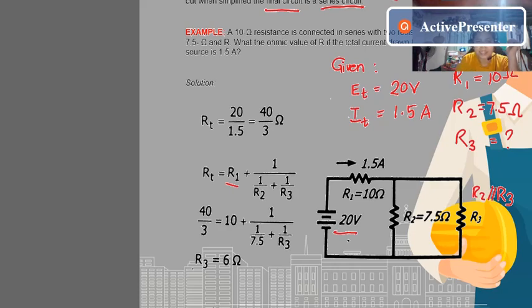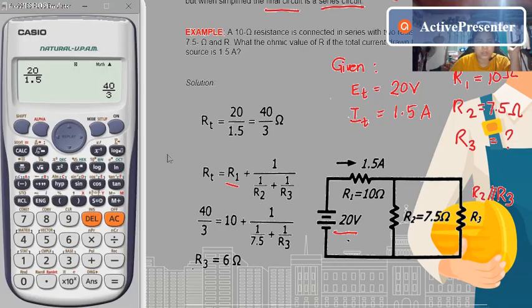Since naa na tay total resistance, na-solve na nato ganina, so substitute 40 over 3 is equal to 10. So ang 10 is atong R1 plus 1 over (1 over 7.5 plus 1 over R3). So solving for our R3 will be 6 ohms. Isolve nato using shift solve technique.